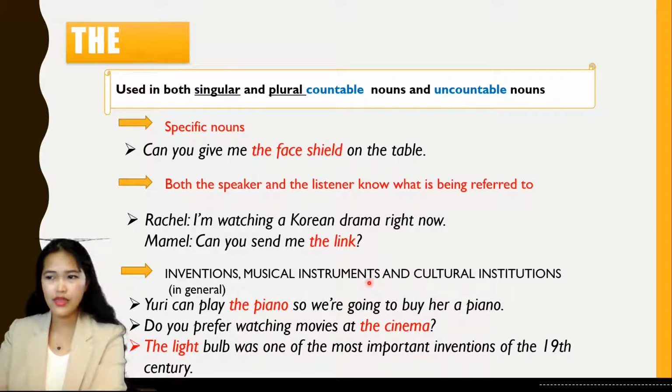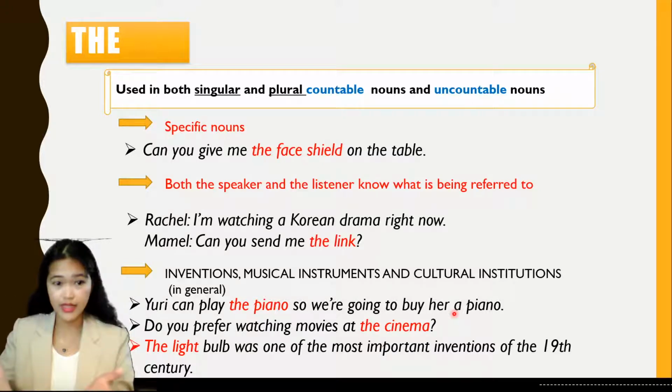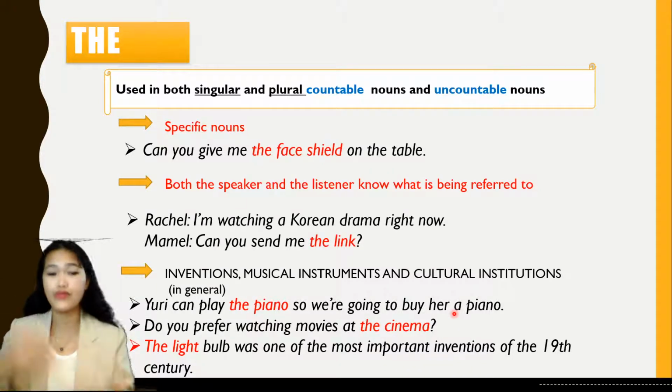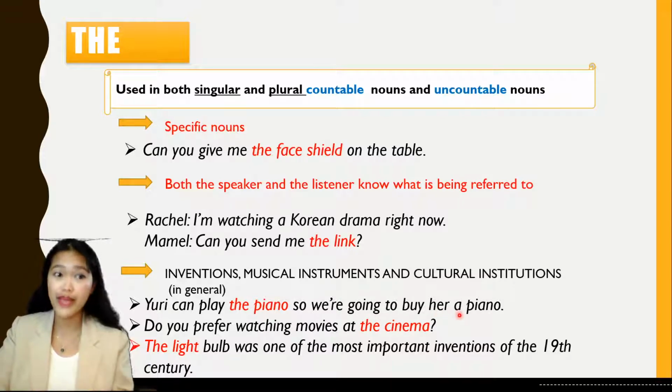But it's the general function. The general function, Yuri can play the piano. Of course, you play the piano. That is the general function of the piano. So she can play the piano. So we're going to buy her a piano, which is the instrument itself, not the purpose or the usage of these musical instruments. So we are going to buy her a piano, one piano only.